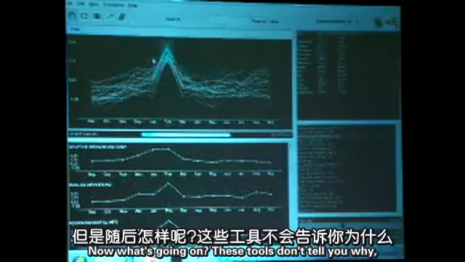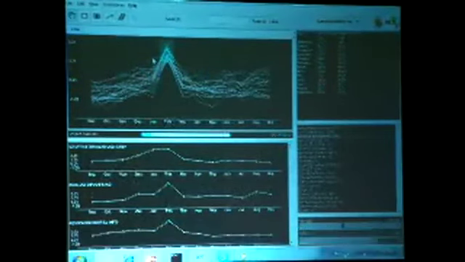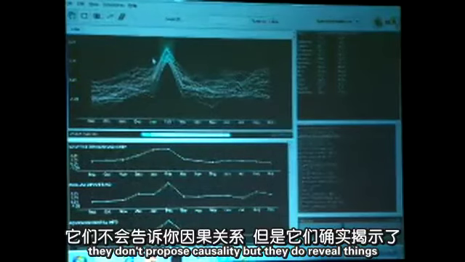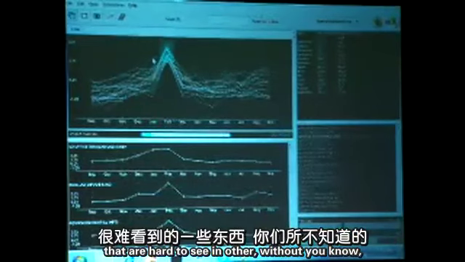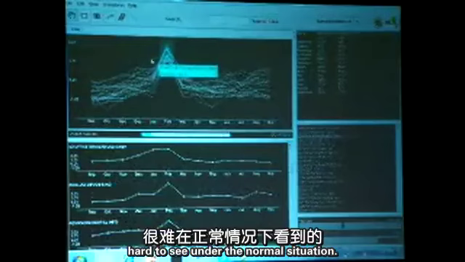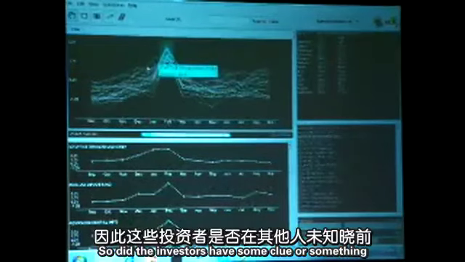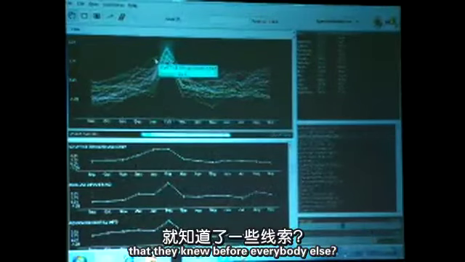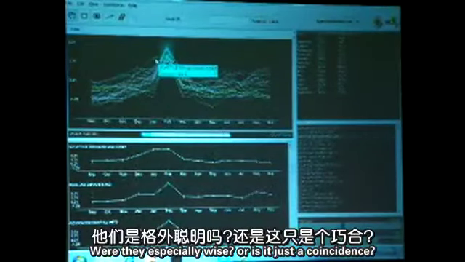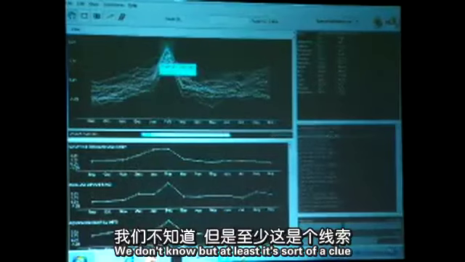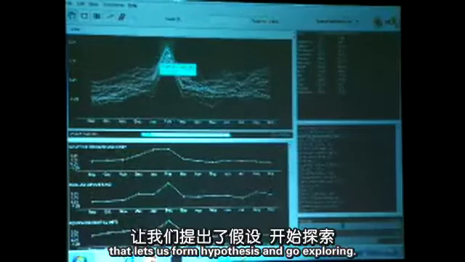Now, what's going on? These tools don't tell you why, they don't propose causality, but they do reveal things that are hard to see under the normal situation. So did the investors have some clue or something that they knew before everybody else? Were they especially wise, or was it just a coincidence? We don't know, but at least it's a clue that lets us form hypotheses and go exploring.